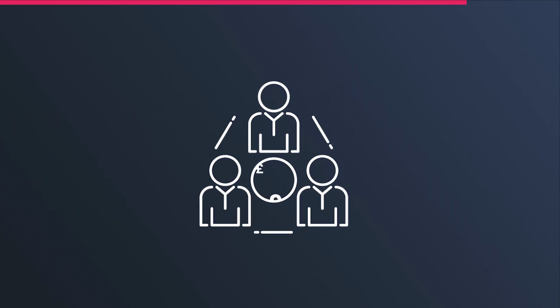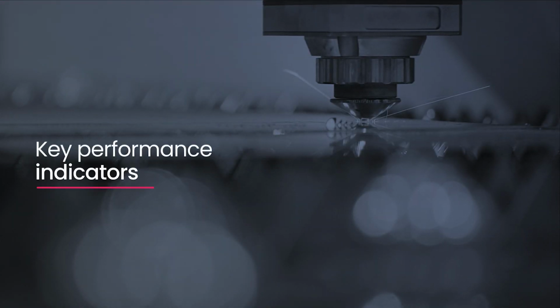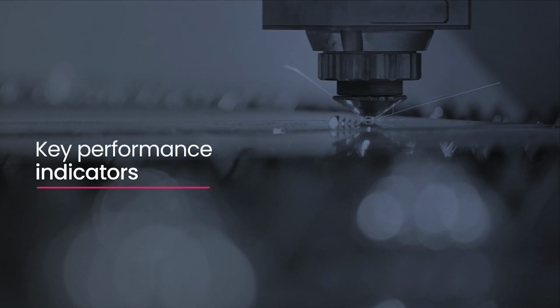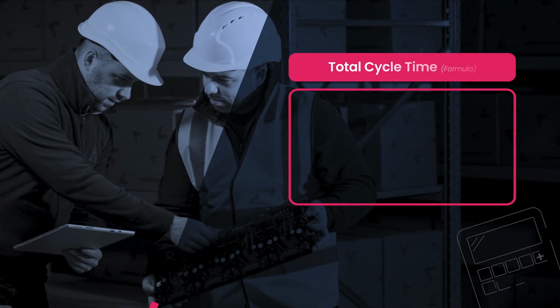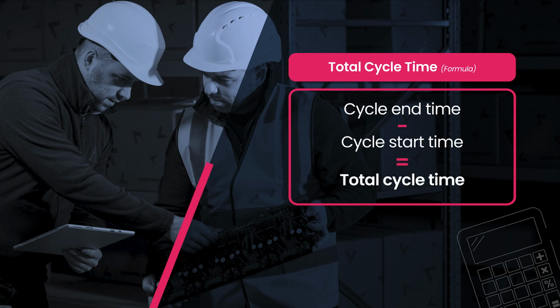While time and budget are ideal starting points, next on the list should be creating achievable and trackable KPIs to ensure the project runs smoothly. Let's take a quick look at some examples. The first KPI for you to consider is the total cycle time.